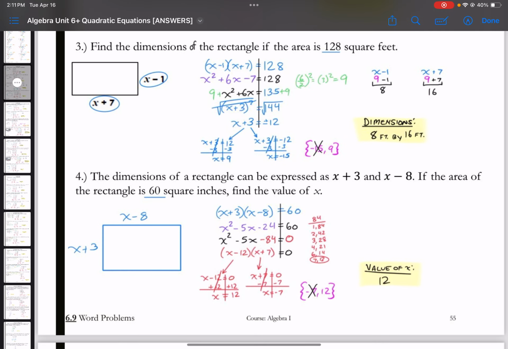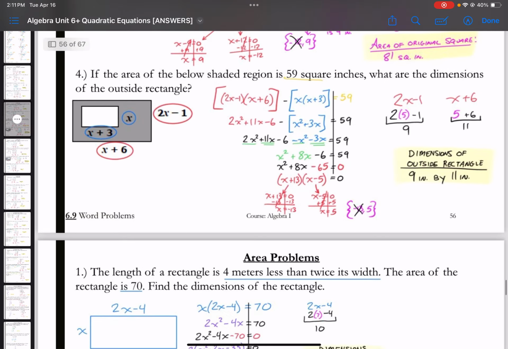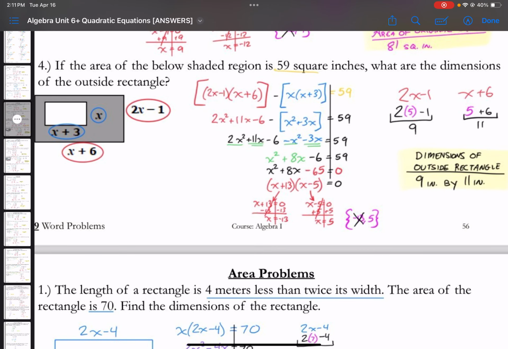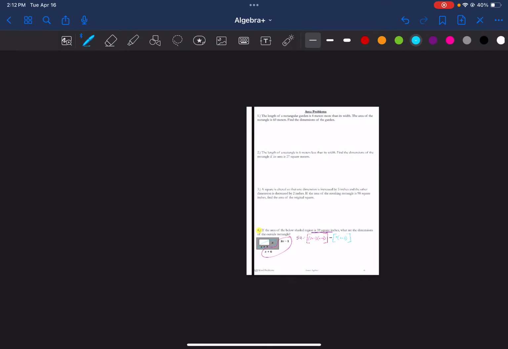And let's check your answer now that you've tried that problem. You should have gotten 9 by 11 because x ends up being 5. If you did not get that, there is more practice for you on the next page. There are other word problems that we will do that are not just area focused.